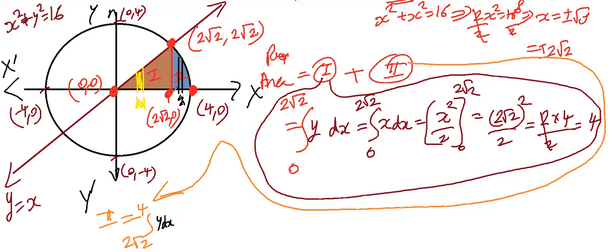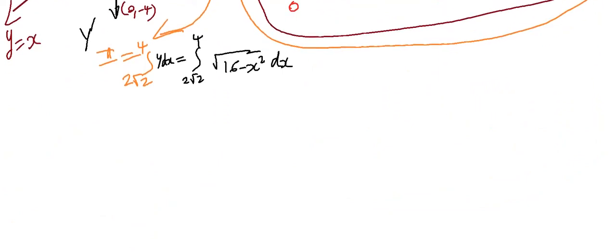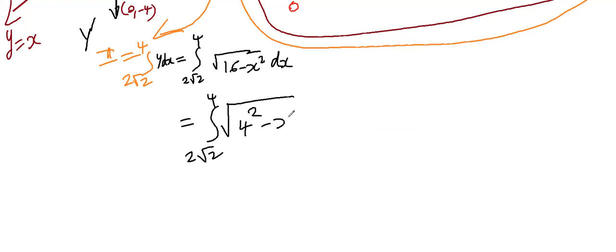What is the value of y from here? The value of y is the square root of 16 minus x square. So I will write the integral from 2 root 2 to 4 of the square root of 16 minus x square dx. Here we need to know the formula for the square root of a square minus x square dx.